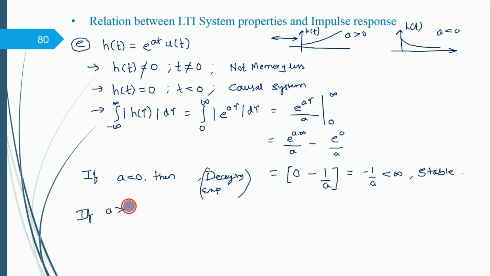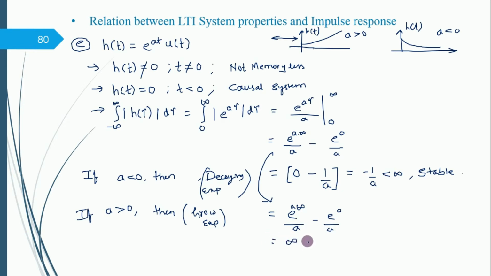If a is greater than 0, then what happens? Then it is a growing exponential. So in this case, e raised to this becomes plus infinity, because it is positive, divided by a, minus e raised to 0 by a. So this will give infinity minus 1 by a, or else we call it infinity. Hence it is not stable, it is unstable.